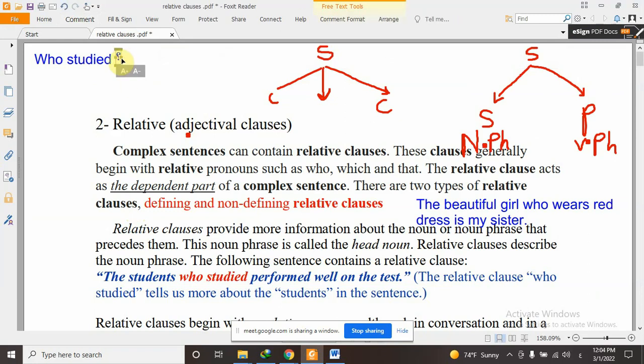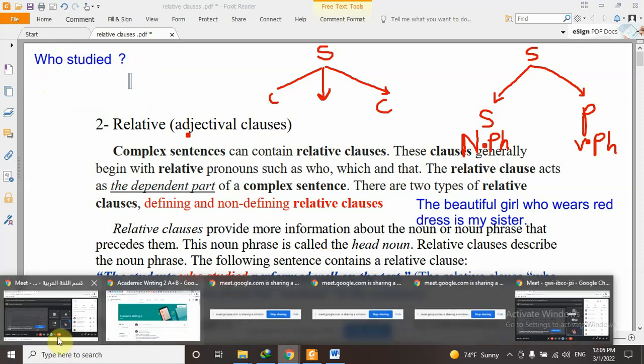To say that this is what? It is an independent clause. It becomes one now. If I want to answer it, I will say Ahmed studied, Ali studied, he studied, she studied, they studied. And within this sentence, who is the subject? Clear now? Is it clear?